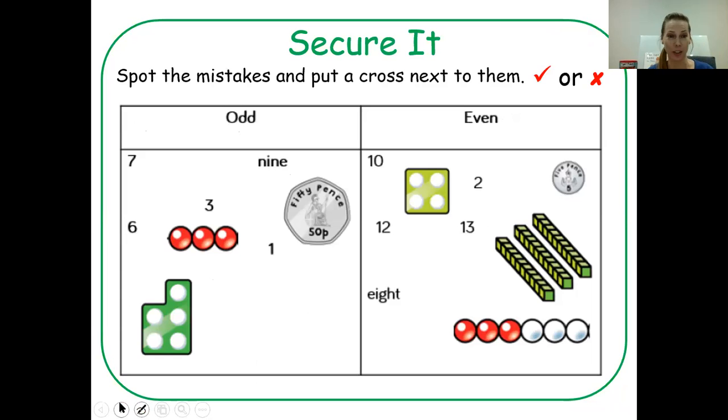Then for your secure it, there are some mistakes. So these numbers have been sorted just like we sorted our numbers in that chart at the beginning, but they aren't all written as numbers. Some of them are pictures, okay? Some of them are in words as well as numbers, and you've got some money as well. So look at them really carefully, and it says spot the mistakes and put a cross next to them, but you could tick the ones that are right as well, just so that it makes sure that you haven't missed any out. So have a go at doing that now, and then come back.